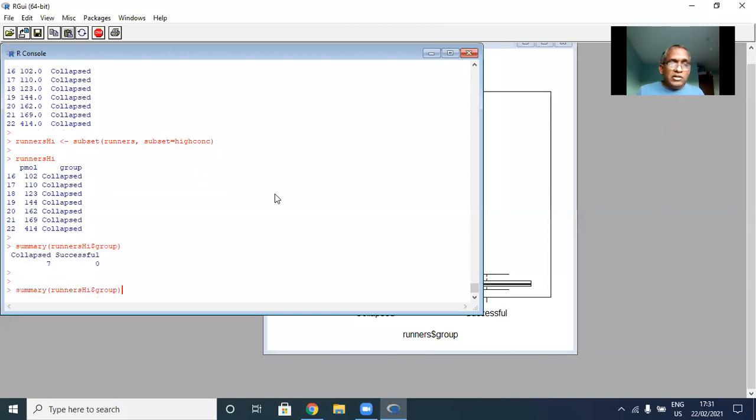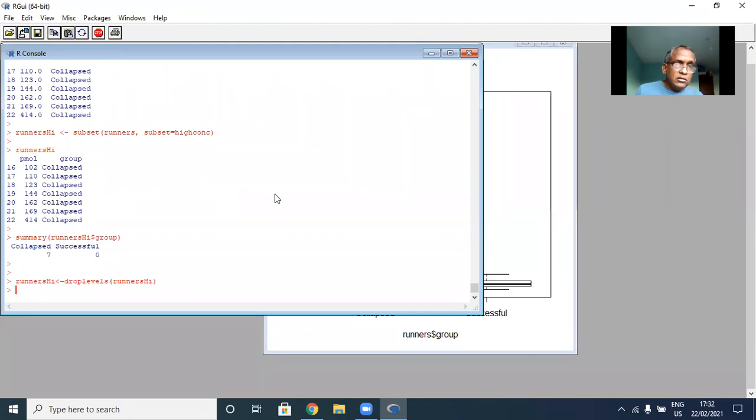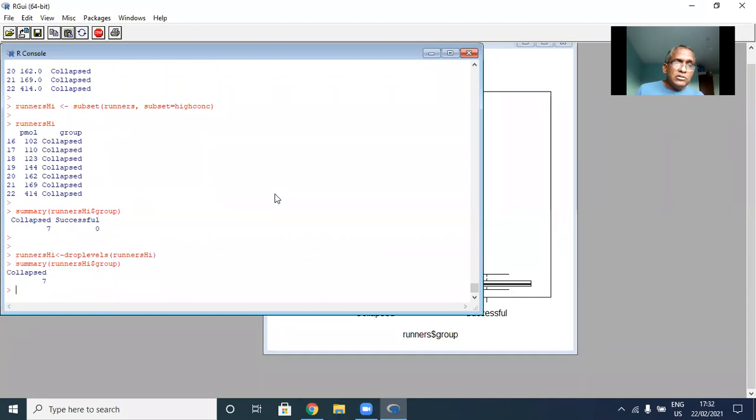Right? So one way to do that is to use this drop levels command. So you should say drop. So I'm going to drop the levels that have zero frequency, right? Because we don't need anything with zero. We don't want them, right? Okay, now if you type this, you see all 7 of them collapsed, right? And the one with the zero frequency has been dropped. Okay, all right. So that's it.